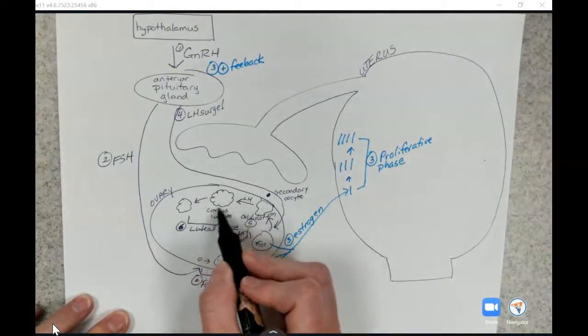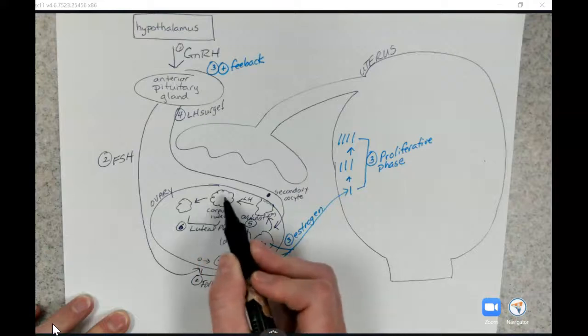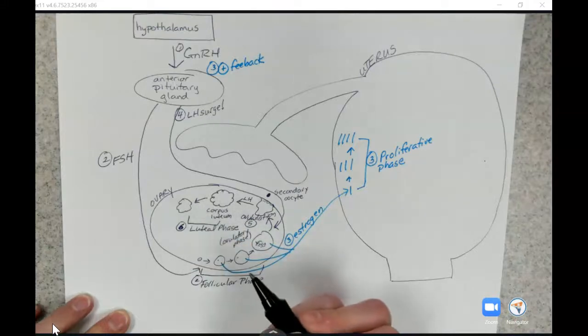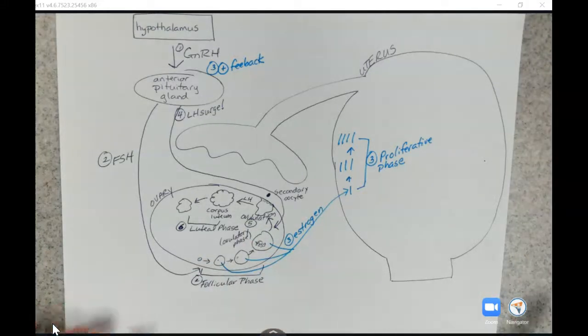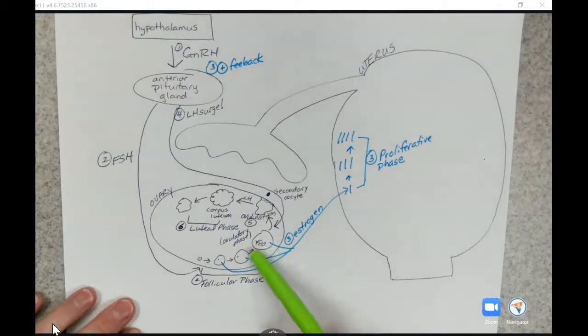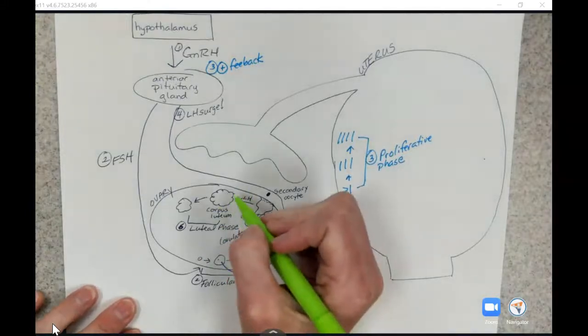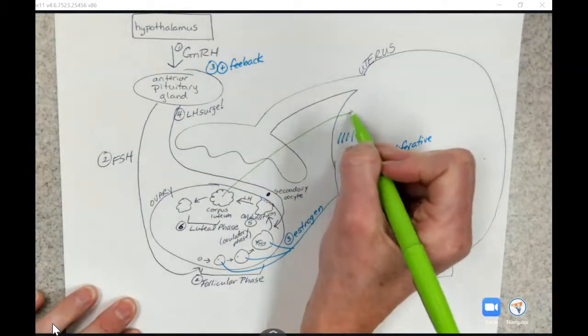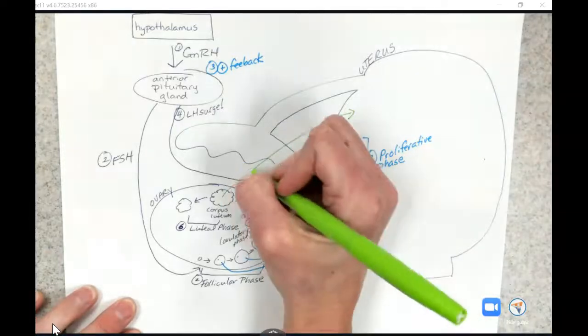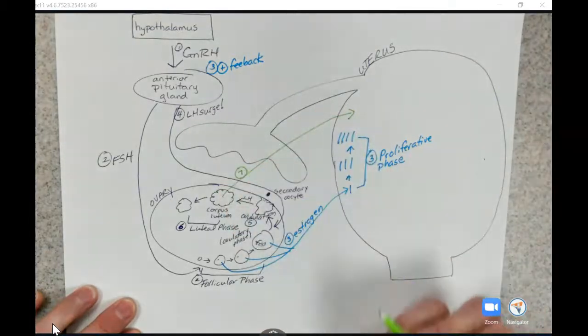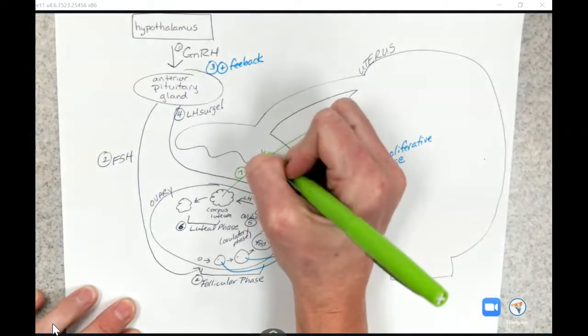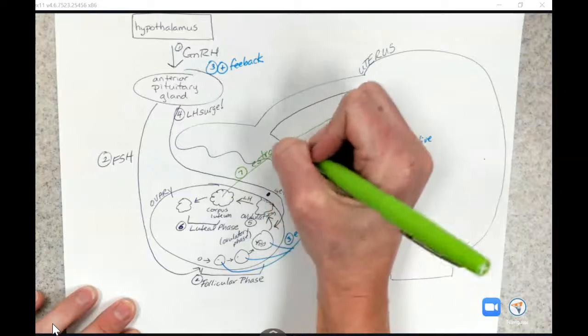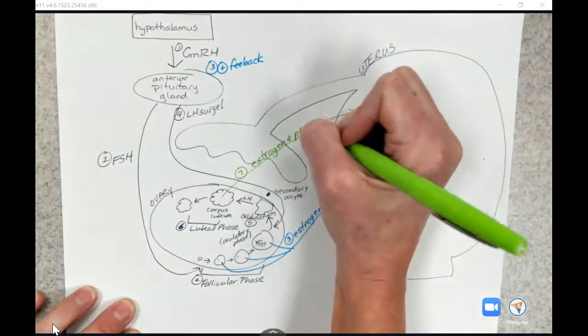LH also caused the conversion of that follicle into the corpus luteum, and we have now moved into the luteal phase. Now, during the luteal phase, that corpus luteum structure also produces hormones. So we had estrogen produced by the follicle, but we're also going to have estrogen produced by the corpus luteum, but we're going to get an extra hormone. So we're at number 7. We're still going to have estrogen, but now we're also going to have progesterone.